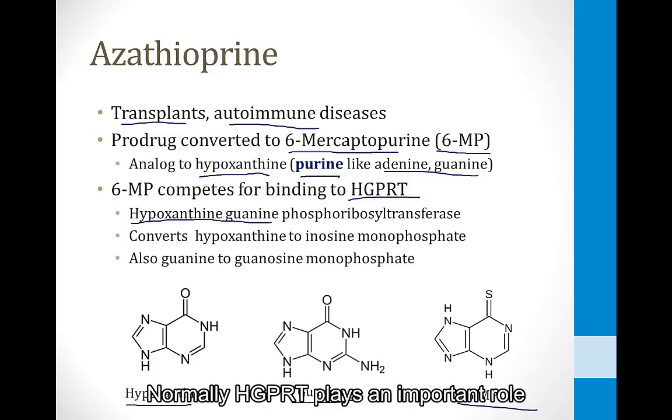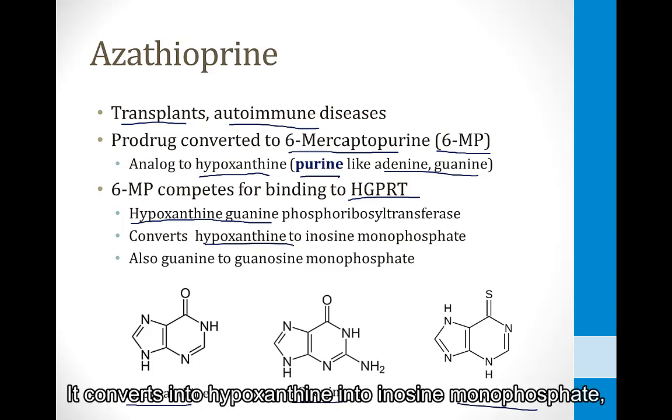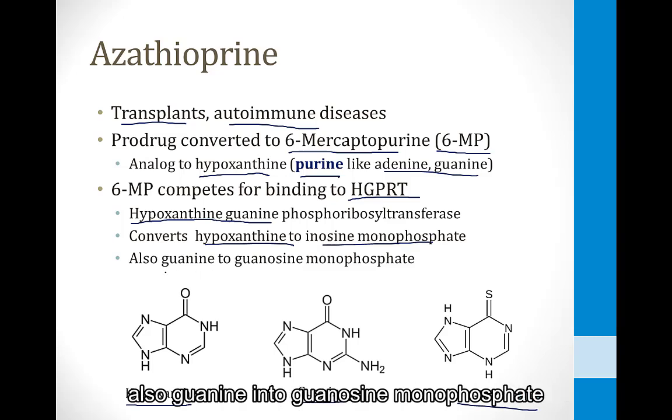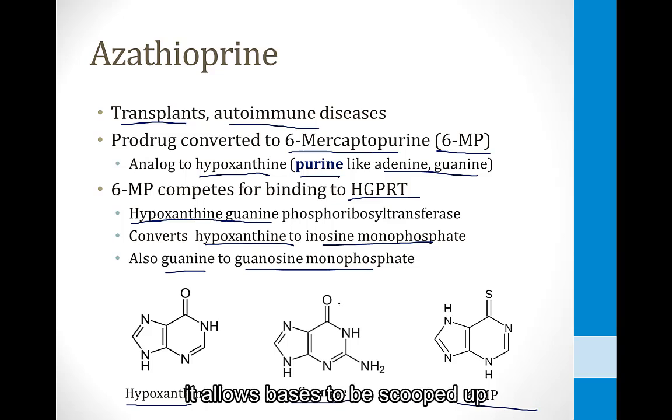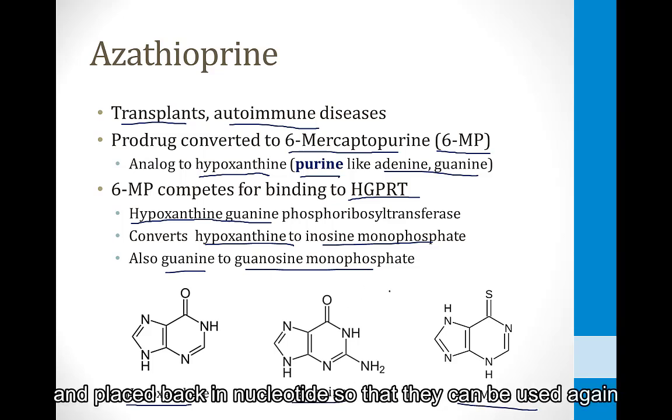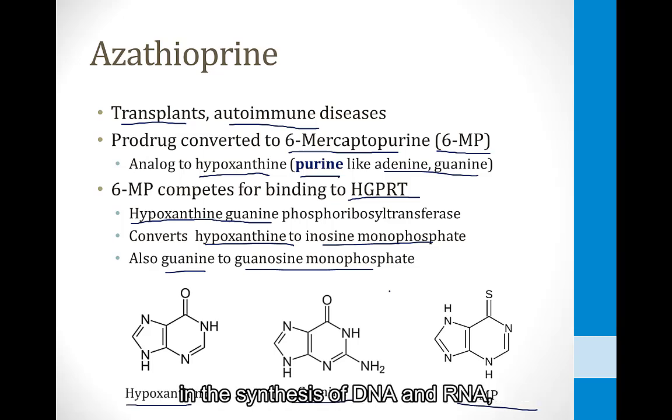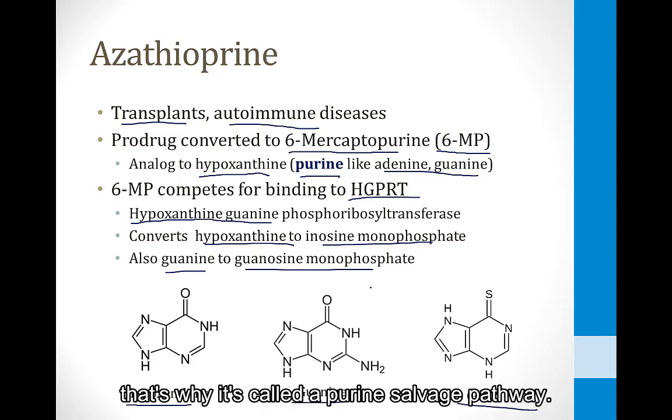Normally, HGPRT plays an important role in the purine salvage pathway. It converts hypoxanthine into inosine monophosphate, also guanine into guanosine monophosphate, and by performing these actions, it allows bases to be scooped up and placed back in nucleotides so that they can be used again in the synthesis of DNA and RNA. That's why it's called the purine salvage pathway.